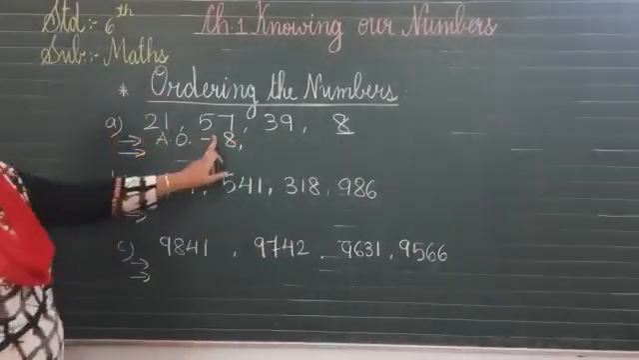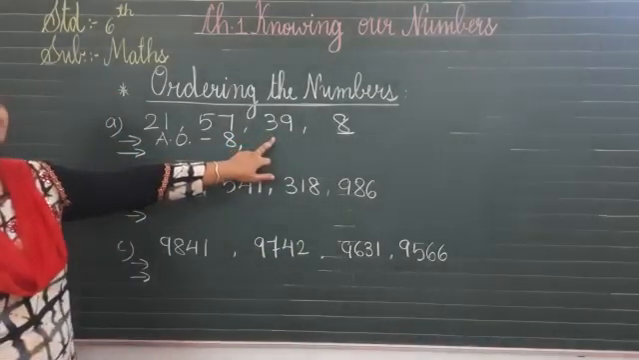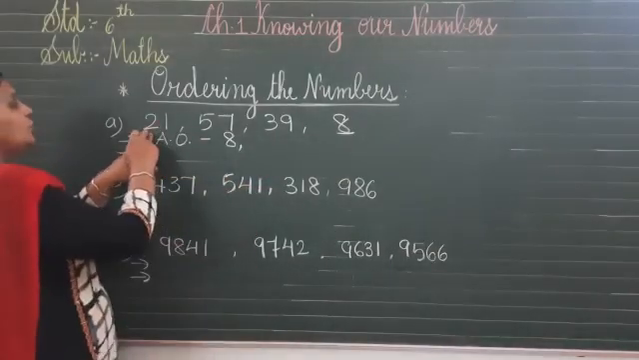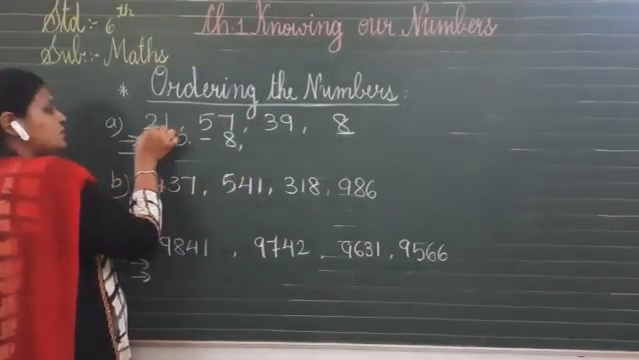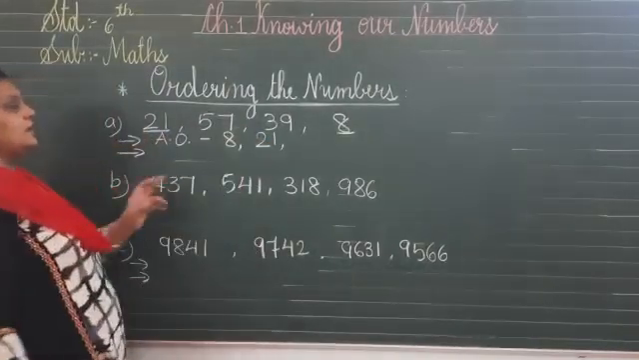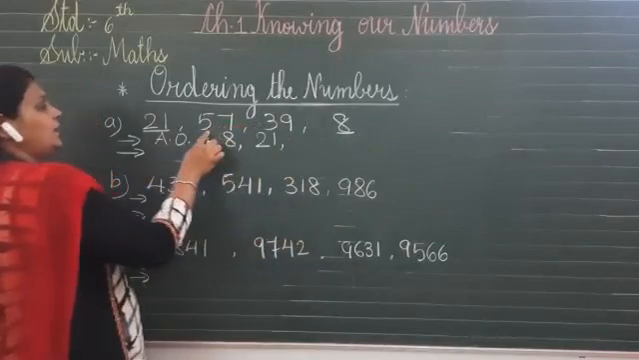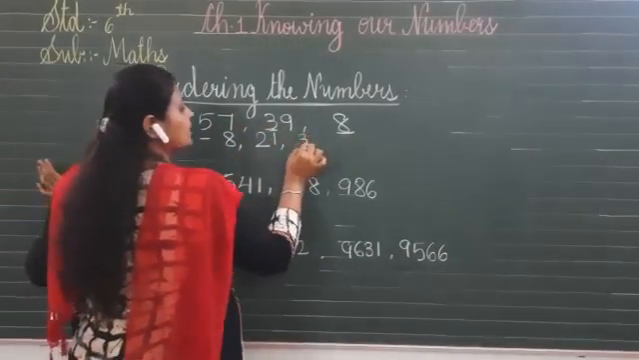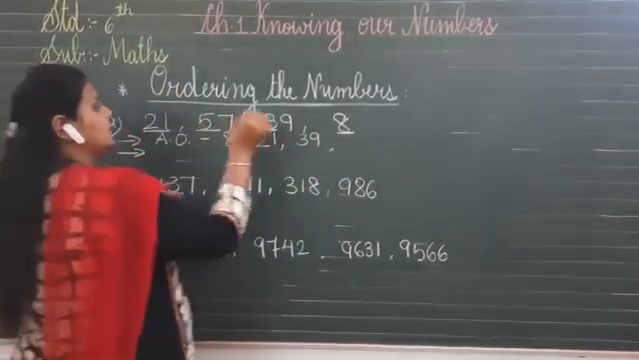Now given the rest of the 3 numbers are of 2 digits. So we will check 21, 2, 5, 3. So 2 is smaller, so this number will be next. Next number, remaining numbers we will compare: 39 and 57. 3 is smaller. So 39 will come and last 57.